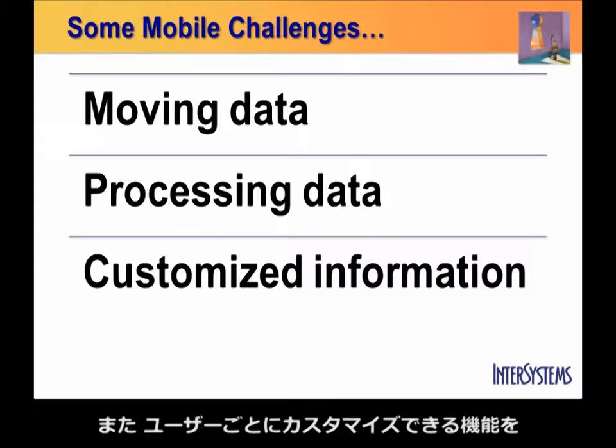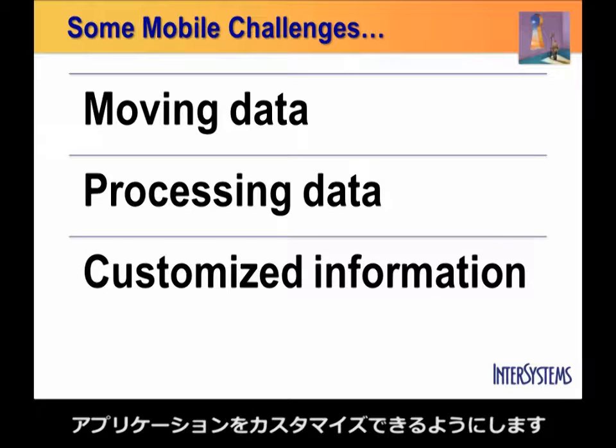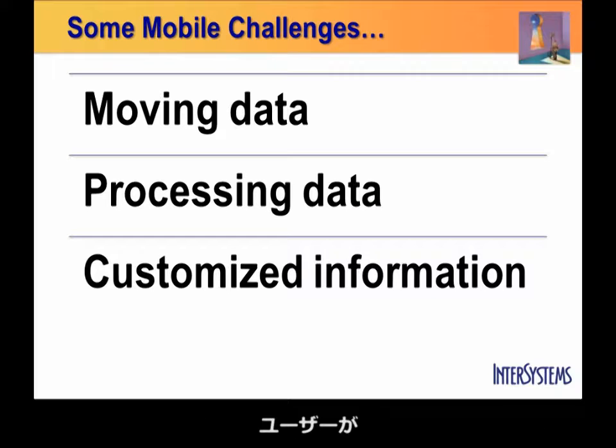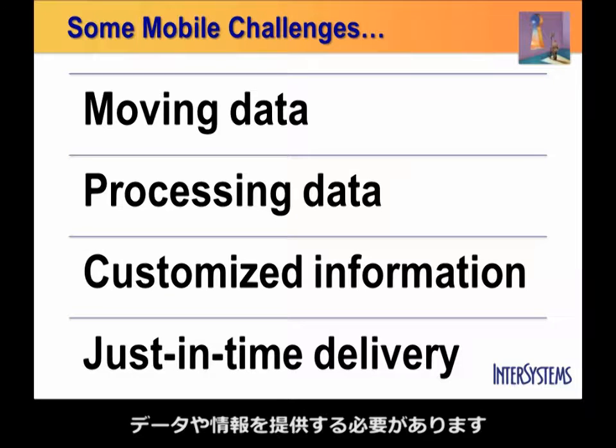Your application needs to be able to provide customized information. So this needs to be something that is customized for each and every user. They need to be able to say, oh, I want to make my application look like this, and I want a green thing, or I want a red thing, or whatever it is, right? And they need to be able to configure it and customize it. And you need to be able to provide the data or the information in a just-in-time fashion.